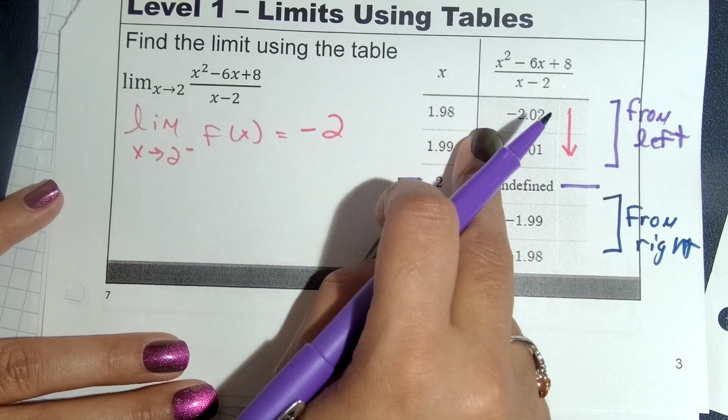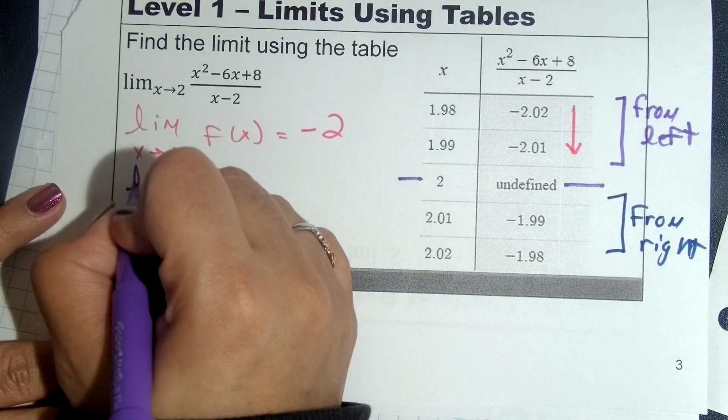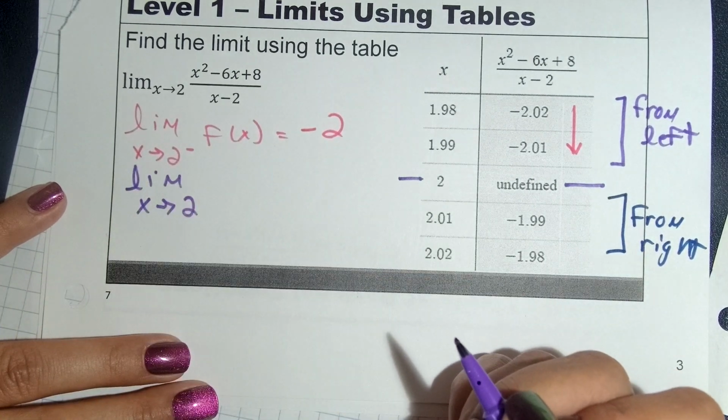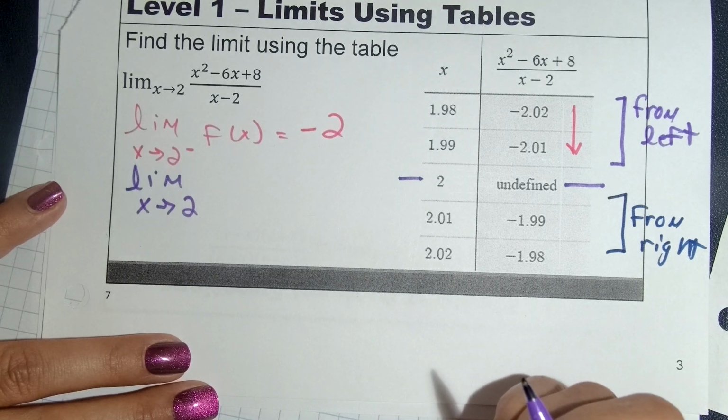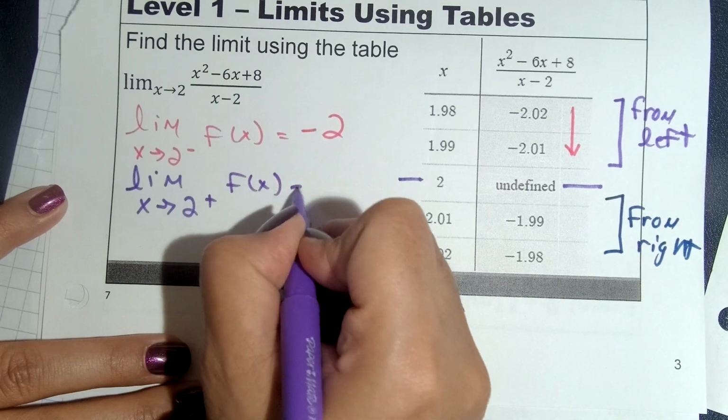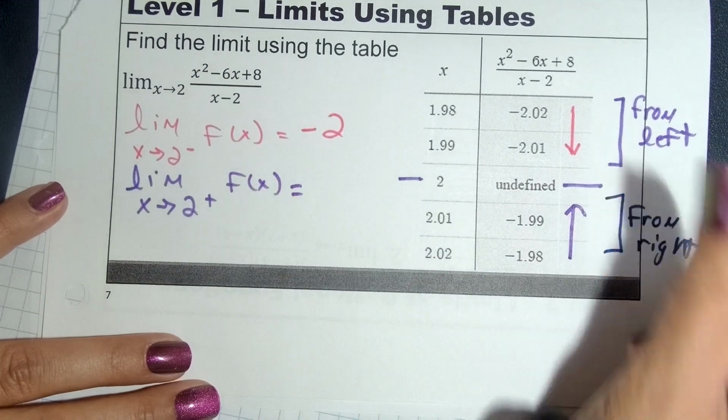So now we've done from the left. That's that first part. Now we have the limit as x approaches 2 from what side? What is my next thing? Look at your notes if you don't know. From the right. So now I'm going to go this way.